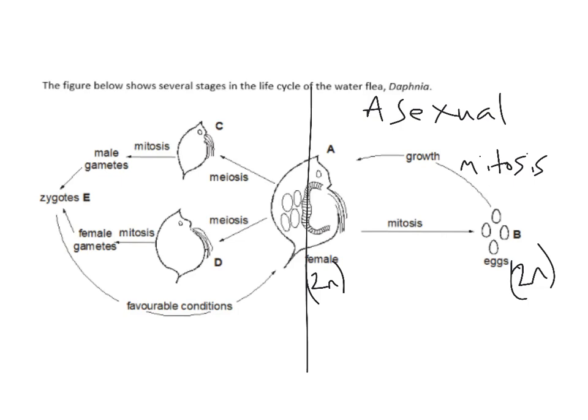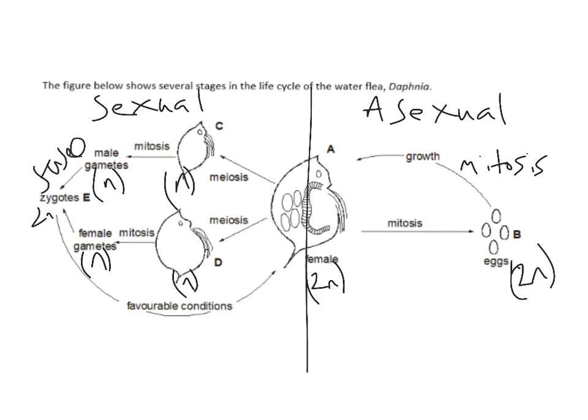So if the population falls due to hostile environmental conditions, you can quickly re-establish the population. The other side is sexual reproduction. The diploid female can undergo meiosis to produce haploid organisms. These haploid organisms then undergo mitosis to produce haploid gametes. And then those gametes fuse to restore the diploid number in your zygote.